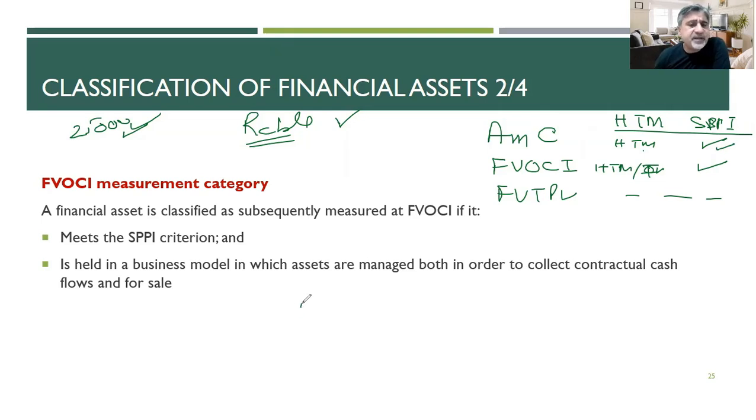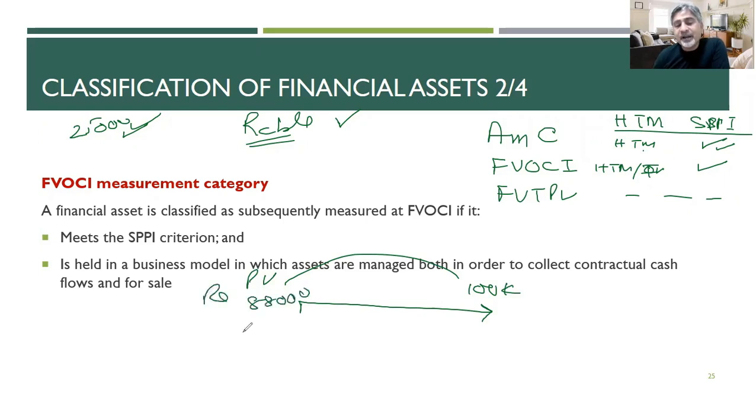Remember IFRS 15, if a customer has to pay you 100K in 1 year's time, you discount to the present value, you say financing component. So 88,000 was the present value, this goes to revenue, and the remaining 12,000 was the financing component, remember? Yeah. So this is my receivable, what it includes inside. Okay, clear. So receivable, it meets SPPI criteria.